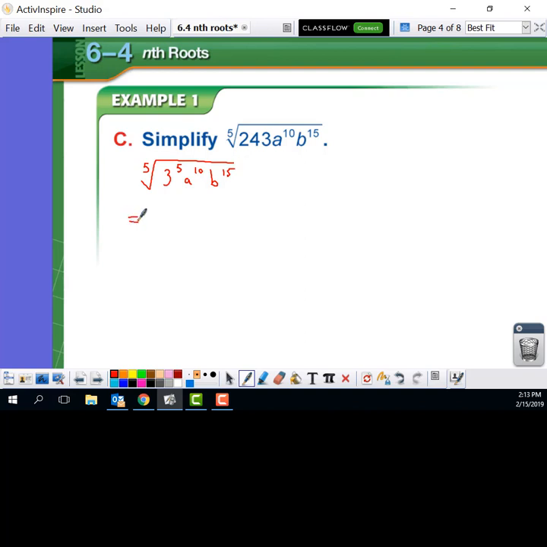Now since it is an odd index, you do not need a plus or minus in front of there, because if you have odd roots, you only have a positive or a negative, but you don't have both at the same time.